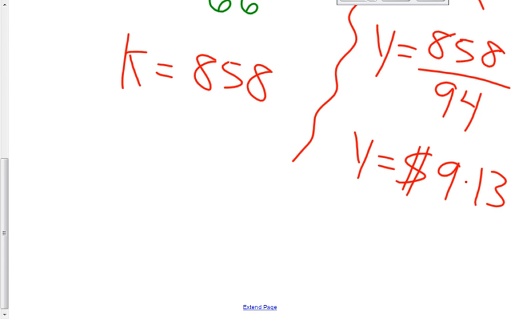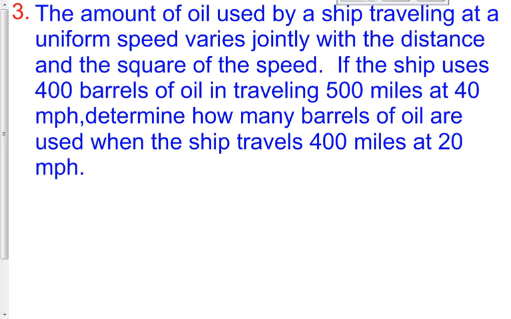And there's that one. So we have done one that has been directly proportional, one that's been inversely proportional. Let's take a look at this one. The amount of oil used by a ship traveling at uniform speed varies jointly, big word, jointly with the distance and the square of the speed. So the amount of oil that is used varies jointly with the distance that this ship travels, as well as how fast it goes, with the square of the speed.